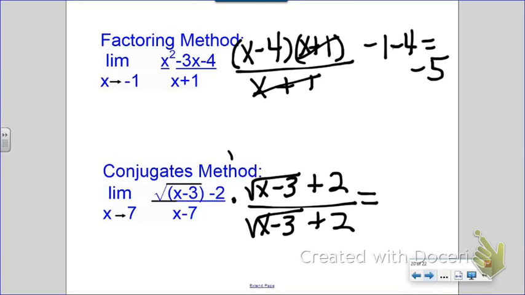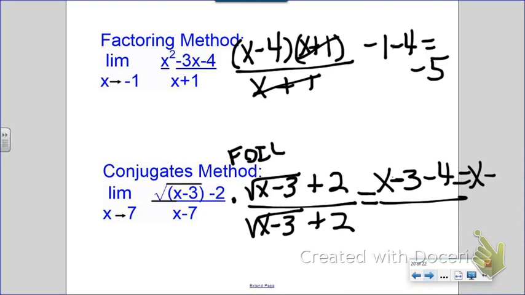So we're going to FOIL. When we multiply a square root times a square root, the square roots cancel. Because we chose a conjugate, the outside and the inside terms are going to cancel each other out automatically. So then we're just left with negative 2 times 2, negative 4. And that would equal x minus 7, same as the denominator piece of the first piece. Again, we don't need to simplify this second piece of the denominator.